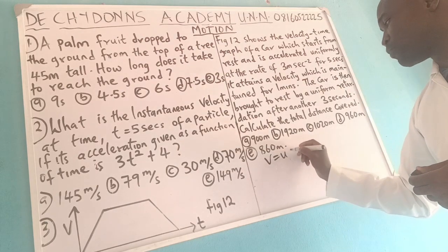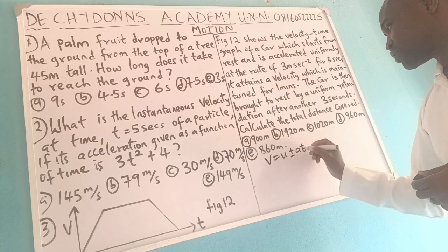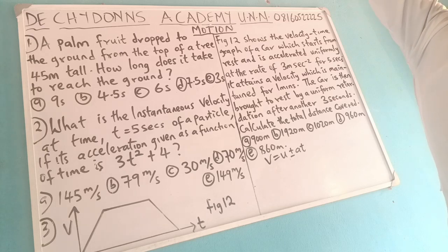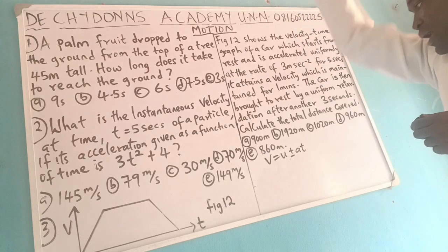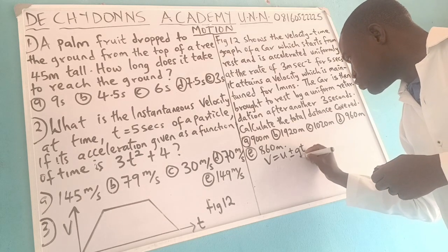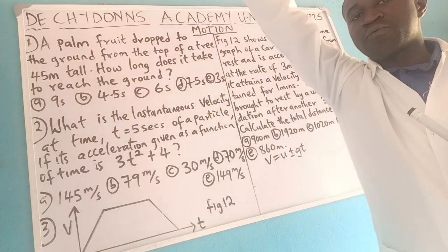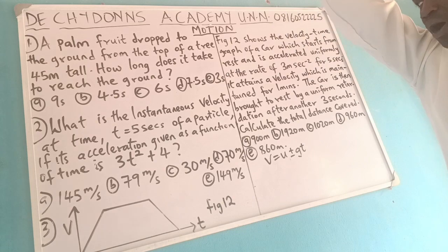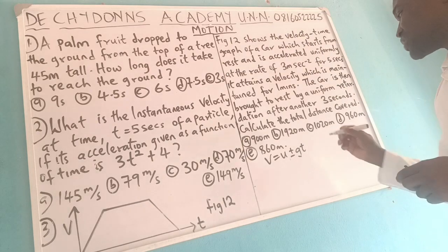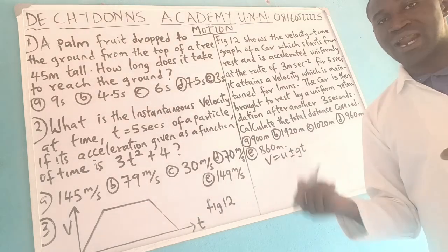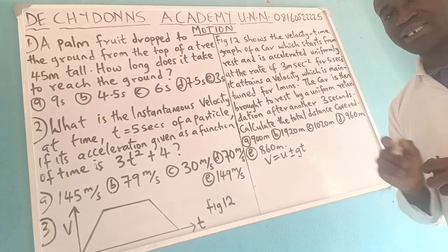V equals U plus or minus AT. Now, because we are talking about something being dropped from a top or something being thrown up, when something is being thrown up or falling from the top part of the earth, this A will be changed to G. So if you are dropping something from a top or you are throwing something into the atmosphere, don't write A, just change it to G. It means we'll be talking about acceleration due to gravity, and how it's being affected here.